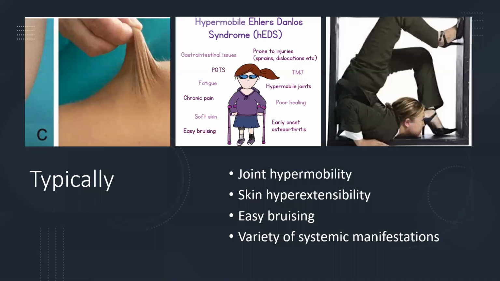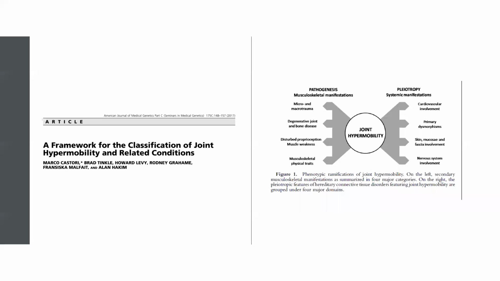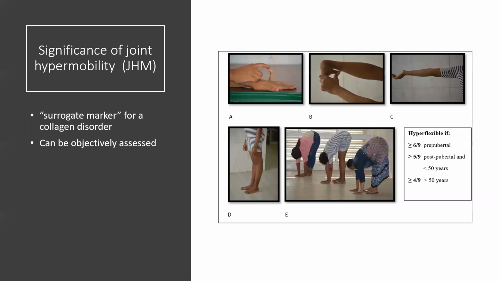So typically, these patients present with joint hypermobility, skin hyperextensibility, easy bruising, and a variety of systemic manifestations. This figure just illustrates that where at the center there is joint hypermobility, these patients have several musculoskeletal manifestations, including recurrent joint dislocations and recurrent microtrauma, which in the end leads to stiffness and chronic fatigue, chronic pain syndromes. You might recognize some of these patients. On the other hand, there are several systemic manifestations, which I'm going to refer to.